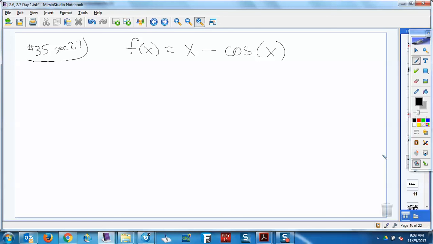Are there any stationary points from 0 to 2 pi? Where is f increasing? What are the max and min values from 0 to pi? Where is this concave down? Where is it increasing most rapidly?